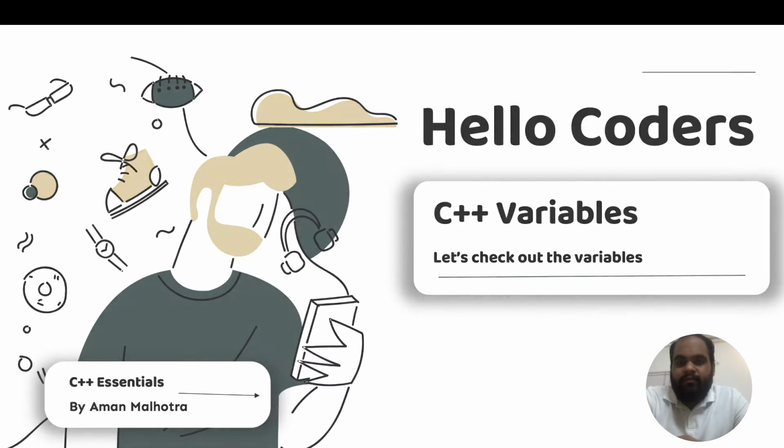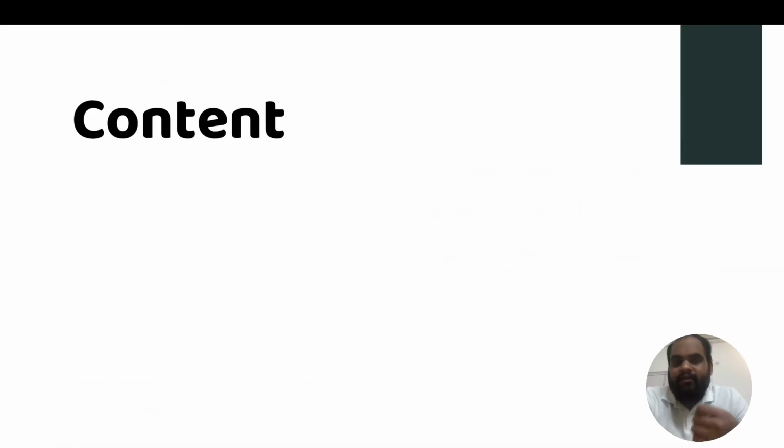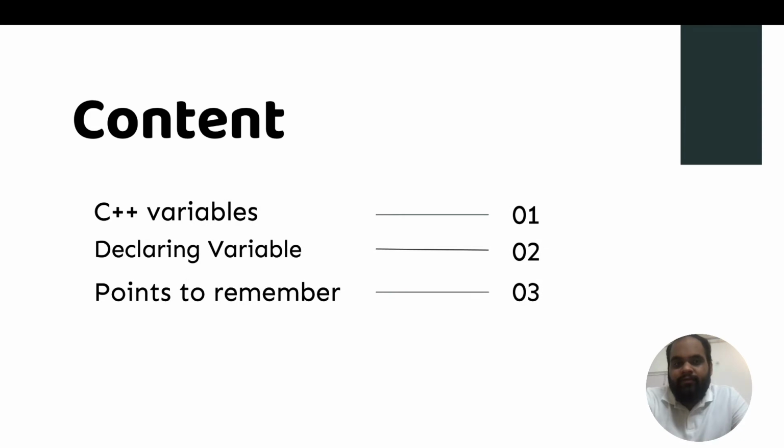Okay, so let's start with understanding the outline of this entire video, the contents of this video. We're going to talk about C++ variables, how to declare a variable, and basic points to remember. In the further videos, we're also going to see examples of programs showing how to use these different types of variables as well.